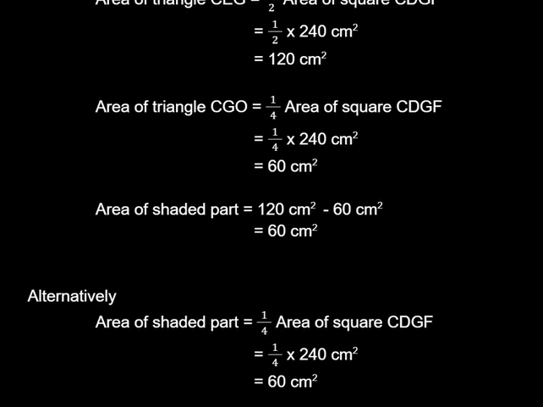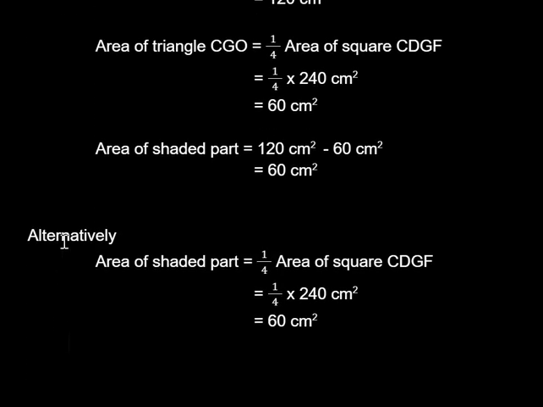Of course, if you can see and visualize it straight away, you can say the area of the shaded part is 1/4 of the square itself. So it's 1/4 times 240, which is equal to 60. I hope this video helps.